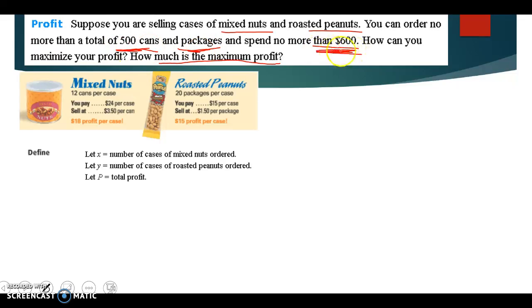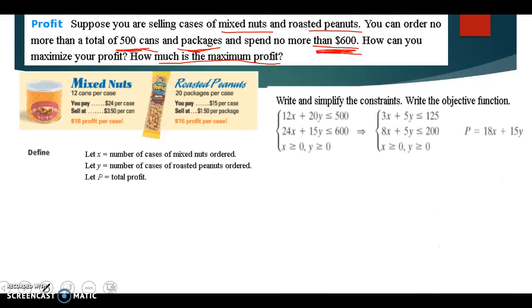We can only spend $600. And so our constraints are going to look something like this. From the information in this picture, each case of mixed nuts comes with 12 cans. So if X represents our mixed nuts, then each case that I buy, I get 12 cans. However, each case of the roasted peanuts that I order, I get 20 packages. And so I get 20 packages for each Y case. Remember, Y represents the roasted peanuts.